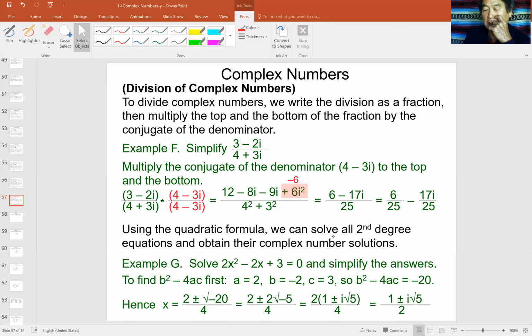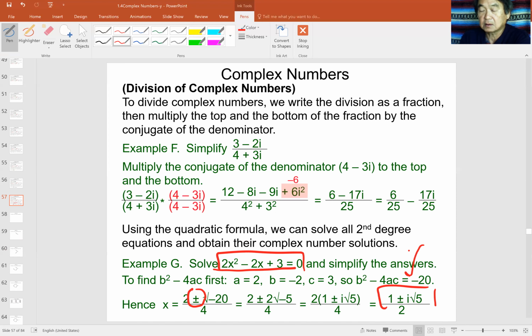Okay. And then the final thing I want you to know is that when we solve second degree equations, if the answers are complex numbers, then because of the plus minus in the quadratic formula, I always get complex conjugates as the two answers. So if I have a second degree equation with real coefficients, the complex solutions will always come in conjugate pairs, the plus and the minus. Okay.